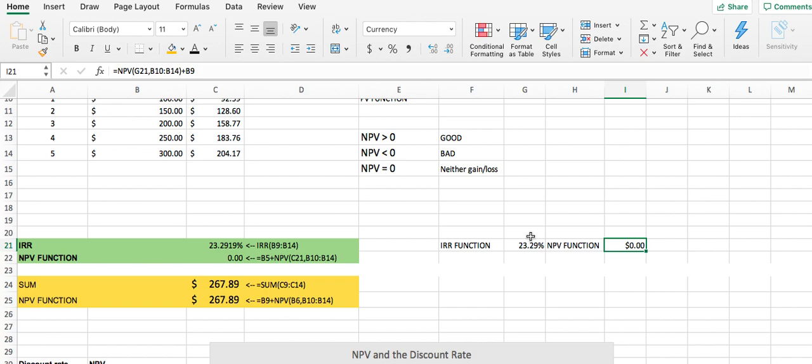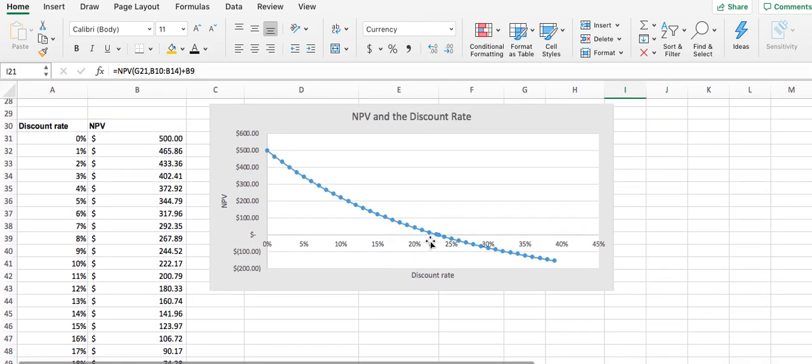So what does this mean? Somewhere between 23% and 24%, the net present value of the investment is 0. This rate is referred to as the internal rate of return. The internal rate of return of a series of cash flow is the discount rate that sets the net present value of the cash flows equal to 0.